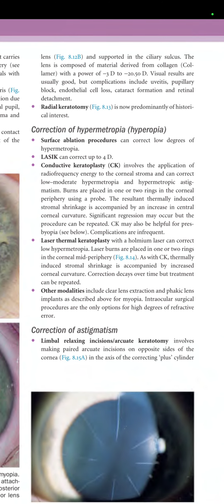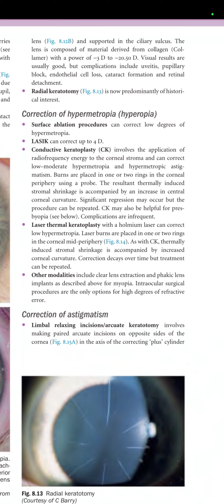Conductive keratoplasty involves the application of radio frequency energy to the corneal stroma and corrects low to moderate degrees of hypermetropia and hypermetropic astigmatism. Burns are placed in 1 or 2 rings in the corneal periphery using a probe. The resultant thermally induced stromal shrinkage is accompanied by an increase in the central corneal curvature. Significant regression may occur, but the procedure can be repeated. Conductive keratoplasty can also be helpful for presbyopia.